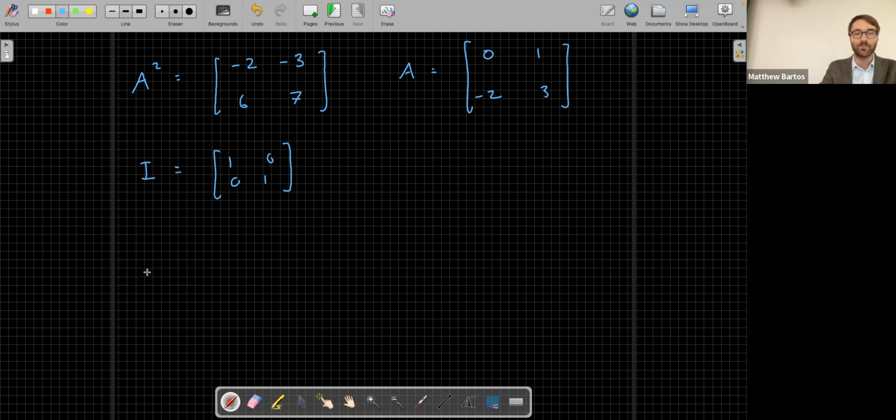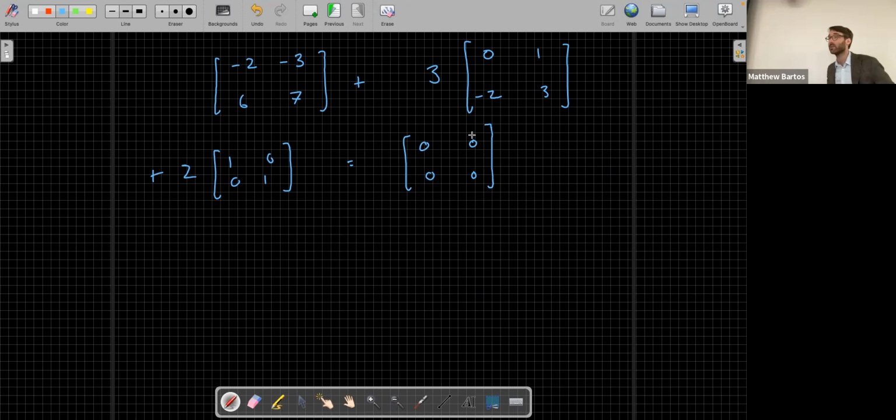Okay, so if we add up A squared plus 3 times A plus 2 times I, what you'll find is that this is equal to the 0 matrix. So every matrix satisfies its own characteristic equation.